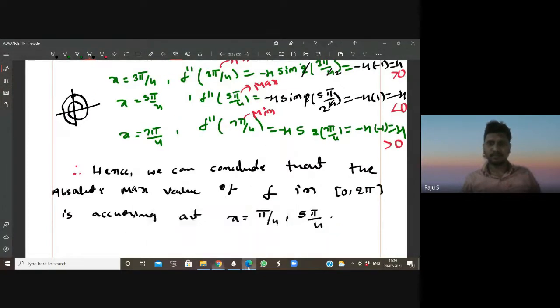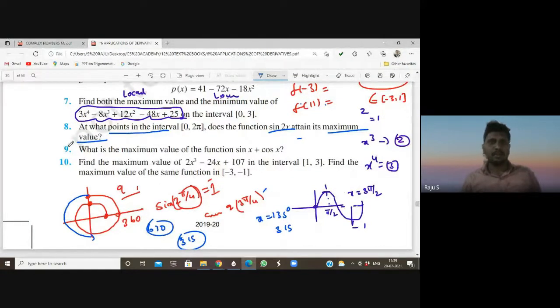Just 1 minute is there. See here also, what is the maximum value? But see, in the previous question, they were asking the points alone. They did not ask any maximum value. But in this question, what is the maximum value of the function sin x plus cos x? Same. This is considered as f of x.